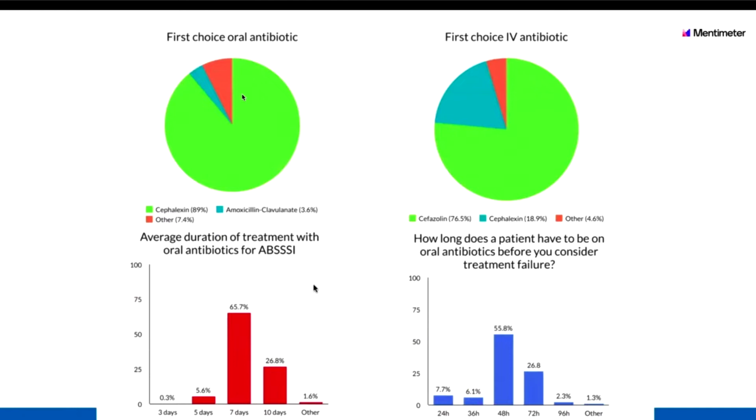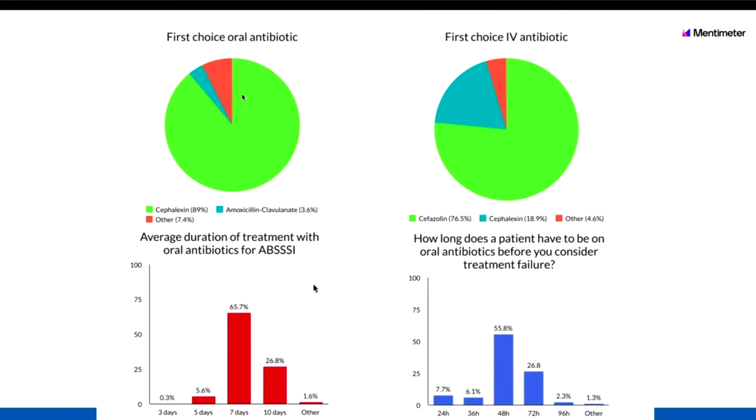So this slide summarizes the main results that we had. Overwhelmingly, the number one choice of oral and IV antibiotic was cephalexin and cefazolin respectively. Most clinicians felt that the appropriate duration of oral antibiotics to prescribe was 7 days. This is despite guidelines suggesting 5 days of therapy. And most clinicians felt that a patient should be reassessed at either 48 or 72 hours for potential treatment failure.